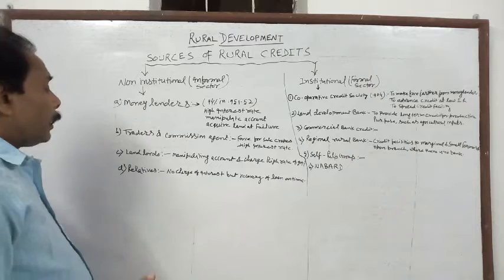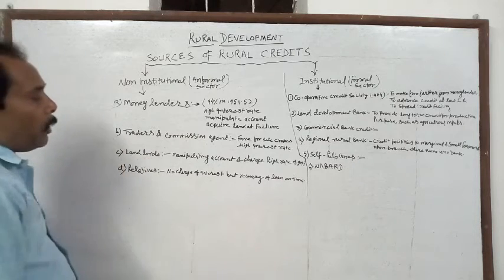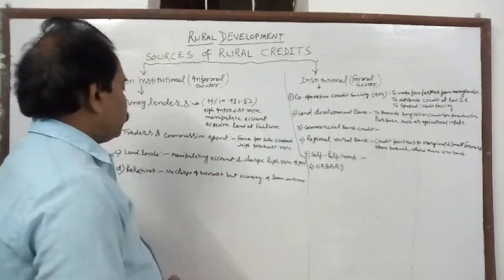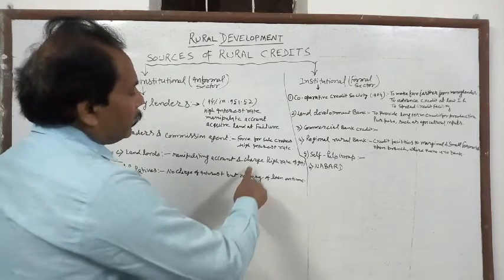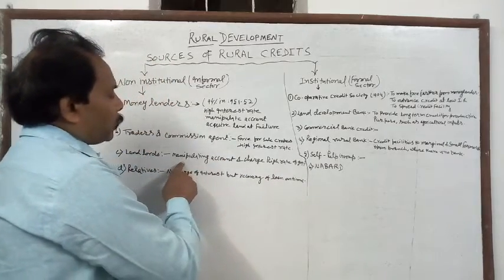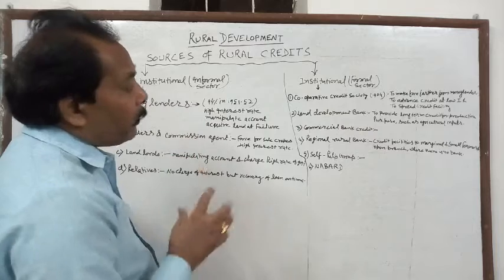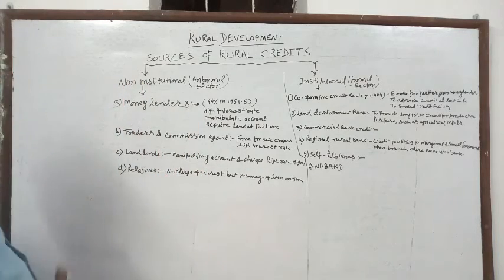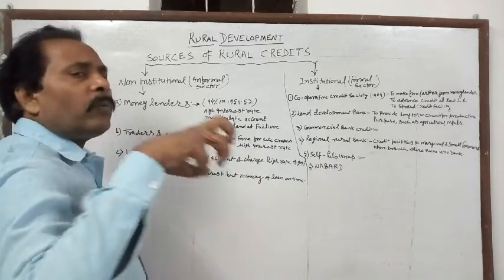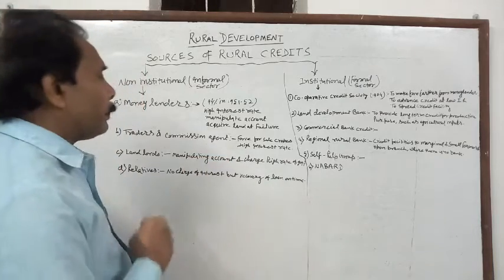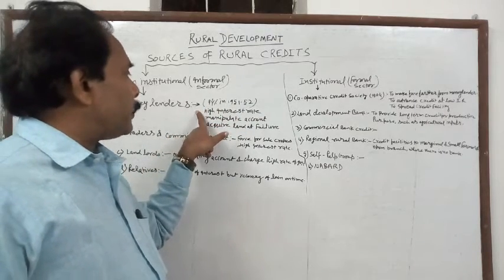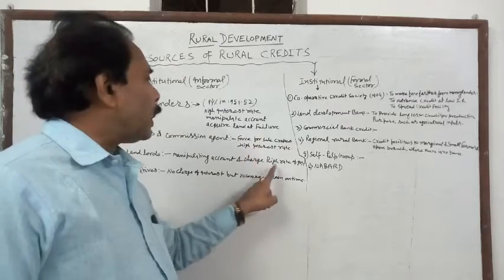Now next were the landlords. At the time of independence, there were so many landlords. They also provided rural credit, but the drawback was the same: they charged high interest, and sometimes they also manipulated the accounts. So in this way we find that either the money lender or the traders and commission agents or the landlords, everyone was trying to exploit the farmers. Is it clear? In every point I have mentioned high interest rate, high interest rate, high interest rate.